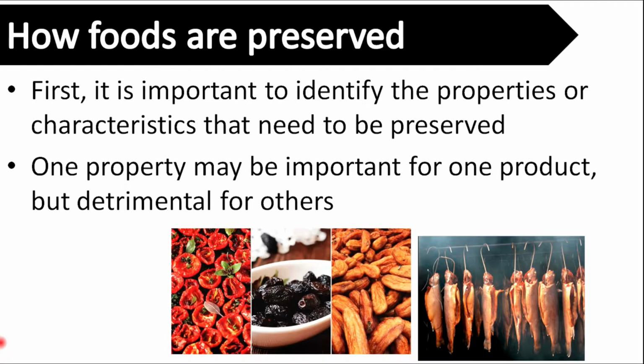Before starting an action or a method of preservation, it is important to identify the properties or characteristics that need to be preserved. One property may be important for one product but detrimental for others. For example, the consumer expects apple juice to be clear whereas orange juice could be cloudy.